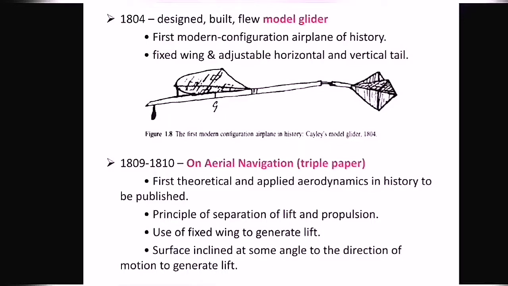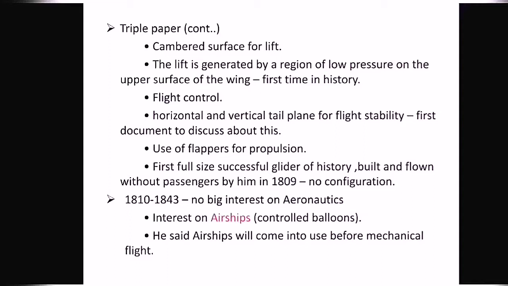That is the principle of separation of lift and propulsion, use of a fixed wing to generate lift, and a surface inclined at some angle to the direction of motion to generate lift. That is the angle of attack. And then a cambered surface too for lift. The lift is generated by the region of low pressure on the upper surface of the wing. Flight control, horizontal and vertical tail plane for flight stability, use of flappers for propulsion. These are all the important ideas of Cayley released in that particular triple paper.